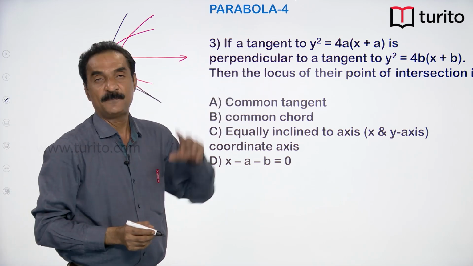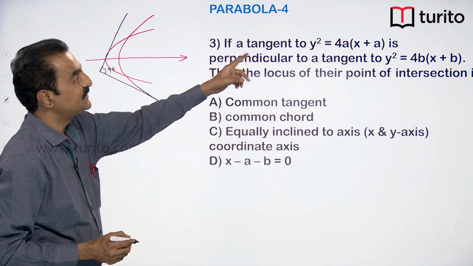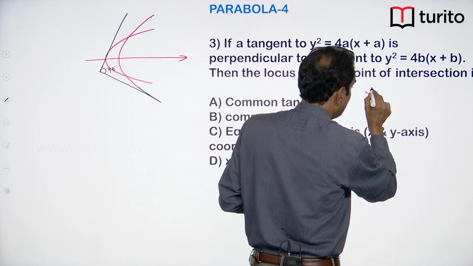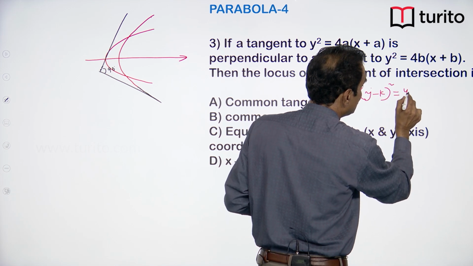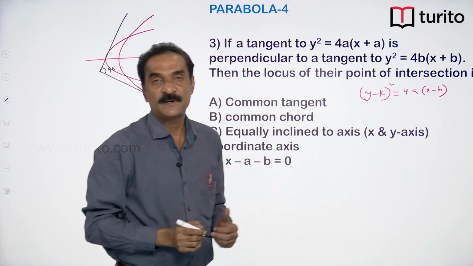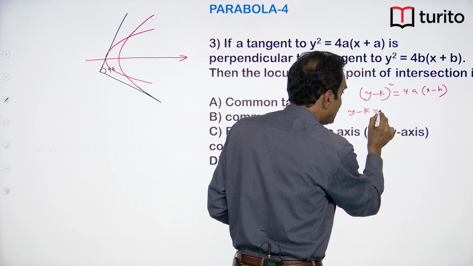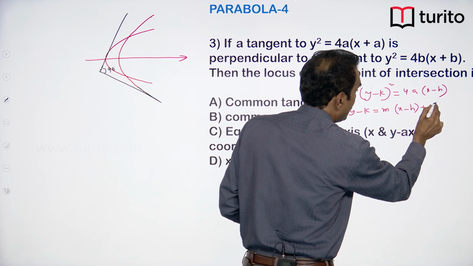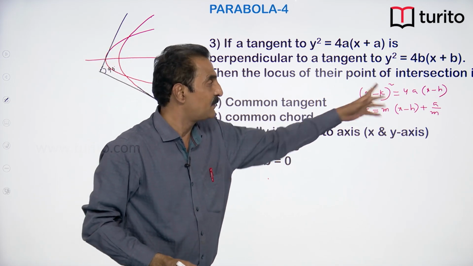take a tangent to the first parabola in slope form. What is the slope form of the tangent of that parabola? We have already discussed it in the previous lecture. If the parabola is (y minus k) whole square is equal to 4a into (x minus h), the slope form of the tangent is y minus k is equal to m into (x minus h) plus a by m. This is the slope form of the tangent of this parabola.